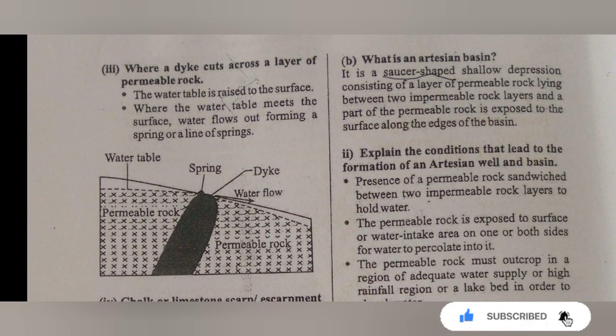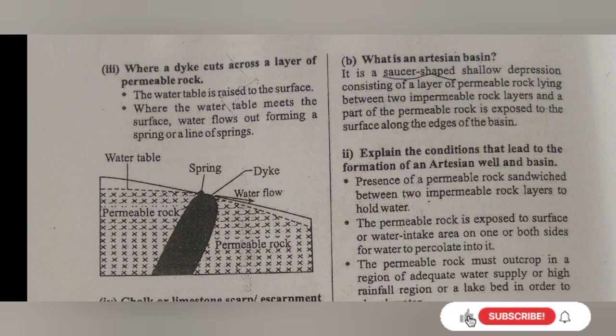Then there is where the dike cuts across the layer of permeable rock, and you can see that the water table is raised to the surface at that point of intersection, where the dike and the aquifer are intersecting.